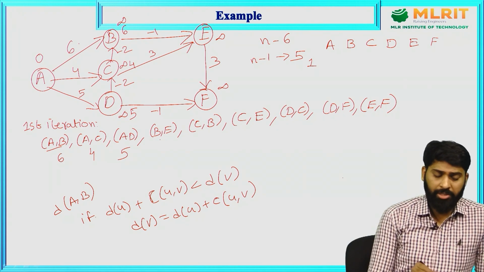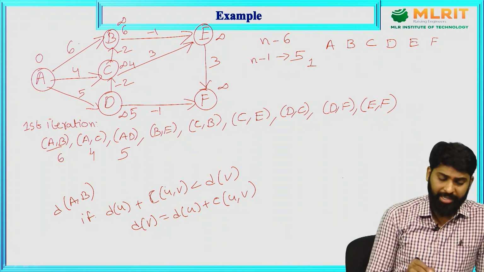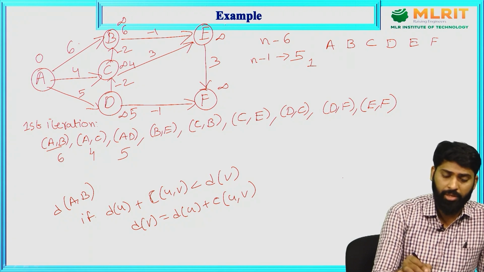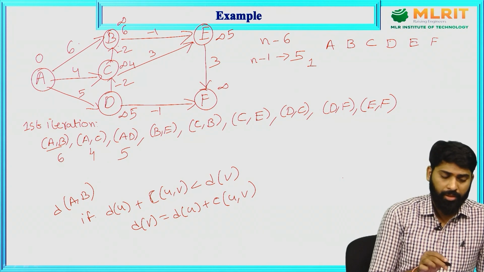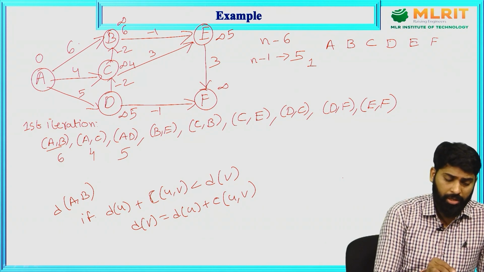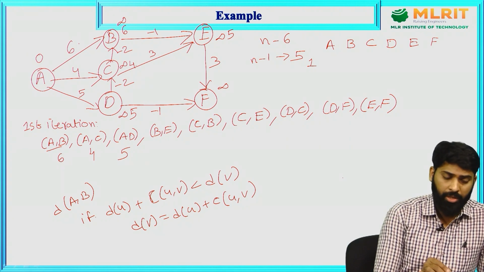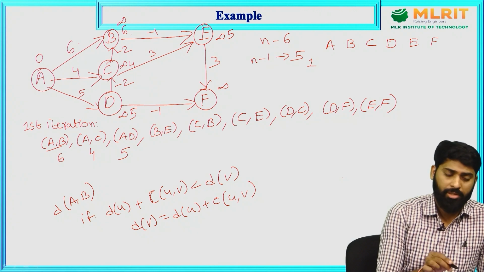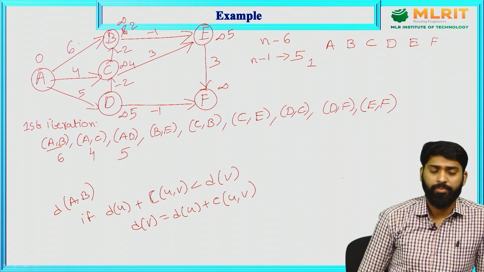Okay. What is the next edge? B, E. Now U is B, V is E. Now distance of U is 6. 6 minus 1, 5. 5 is less than infinity. So here you write 5. Next C, B. Now what is the distance of C here? Distance of C is 4. So 4 minus 2, 2. So 2 less than 6. So here you update the distance of B with 2.